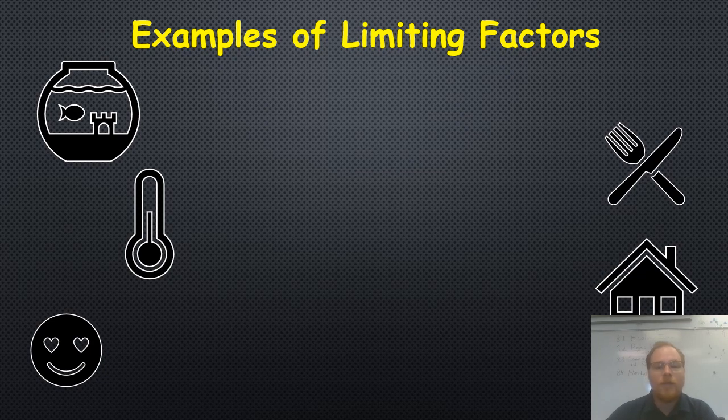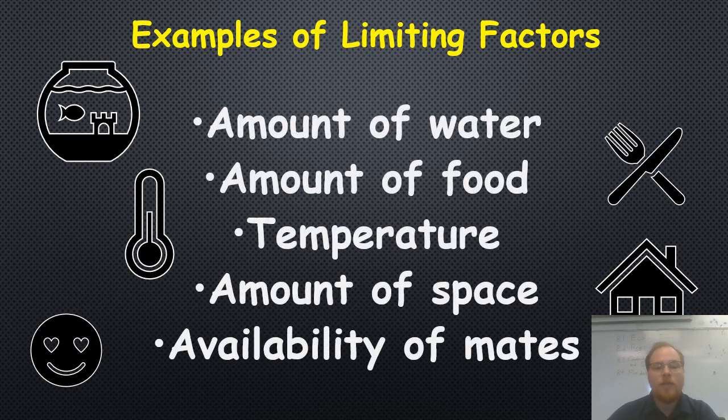Now, we have a bunch of different examples of limiting factors. They're going to be like the amount of water that you have, the amount of food that you have, temperature, the amount of space that's available, or even the availability of mates. All these things are going to be limiting the size of a population. If you don't have enough food to go around, your population is not going to be able to grow and it's going to be limited. Just like with the availability of mates, if you look at a lot of endangered species, you may not have enough mates for the population to grow, and that's why these endangered species are staying small, because they are limited by the availability of mates.